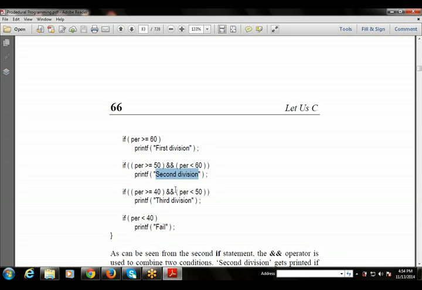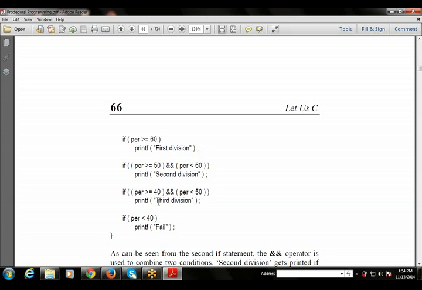The question is the same, that it is 50 to 59, so it is equal to 50 and less than 60, that is 59, that is from 50 to 59, then print the output as a second division. Next condition is that if it is greater than 40 and less than 50, that is from 40 to 49, then there is a third division.